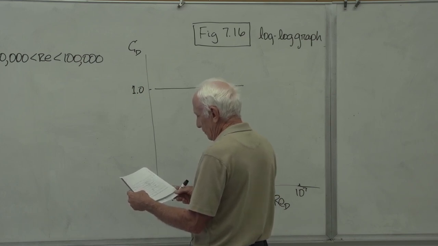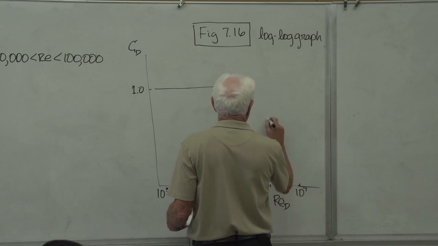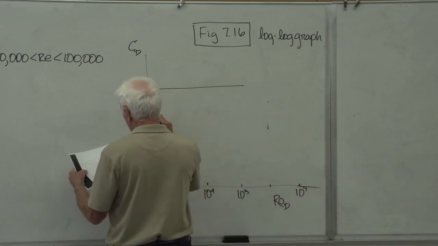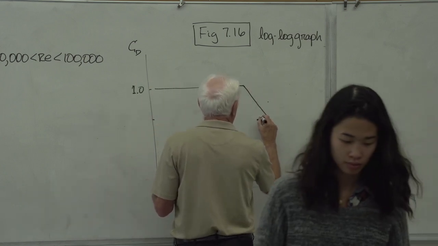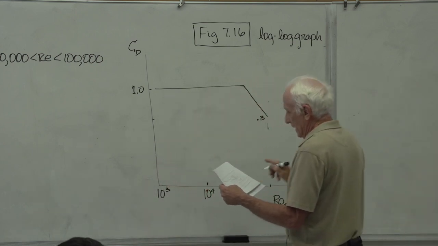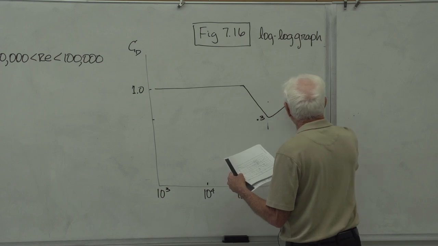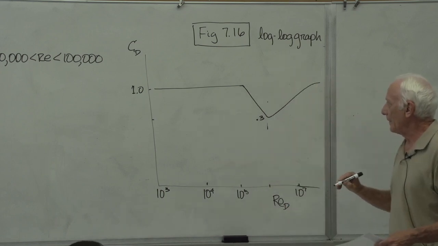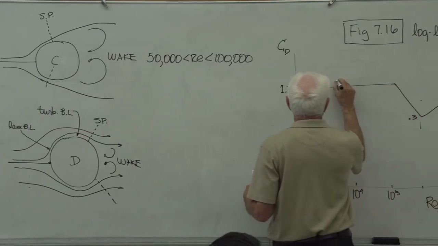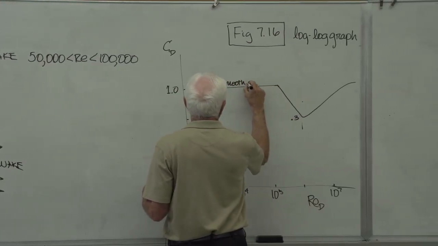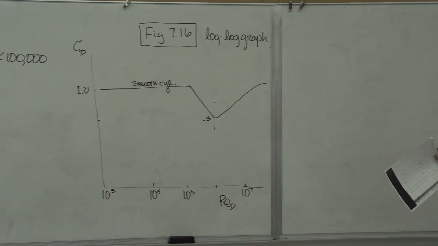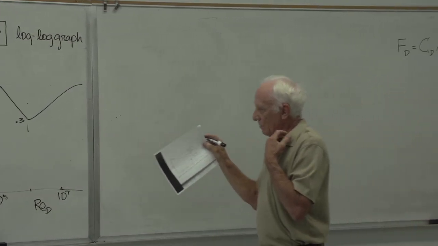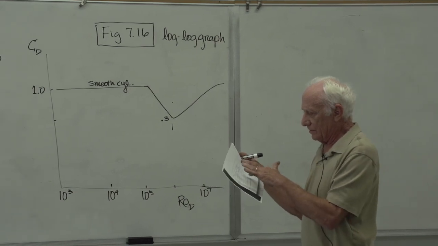Drops down to about 0.3 at 10 to the sixth. 10 to the sixth is here. So it drops down here on this graph about like this, to about 0.3. And then it recovers and goes back up slowly like that. Okay. That is for a smooth circular cylinder. The graph has a rough cylinder too, but we're not going to worry about that right now. We'll do that on Monday. All right, now, there's also a sphere on there, but I'm not going to draw that on here right now.